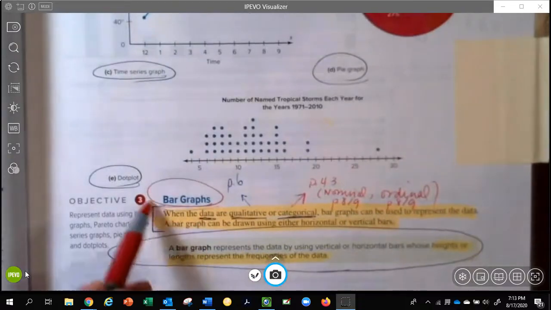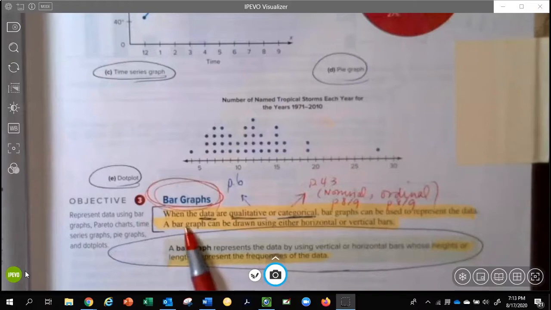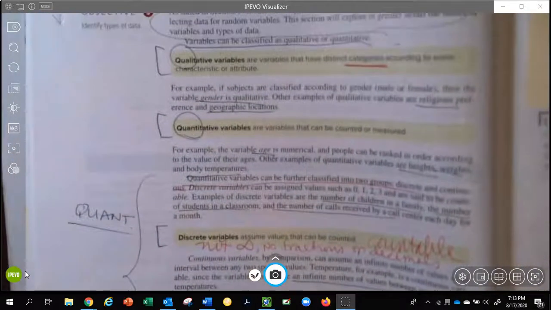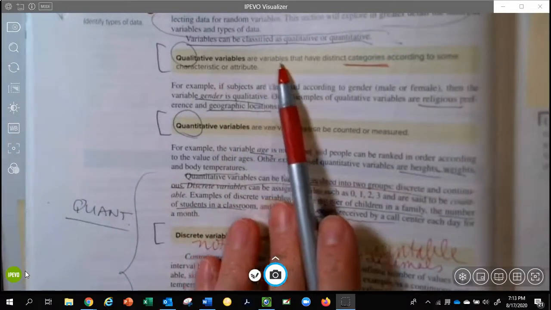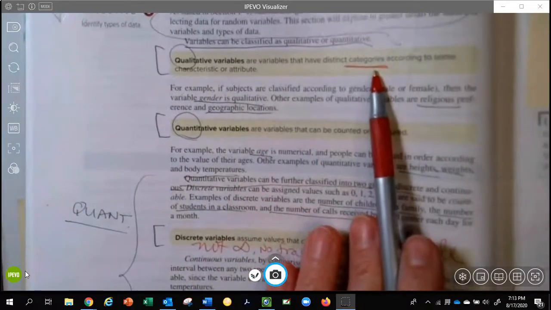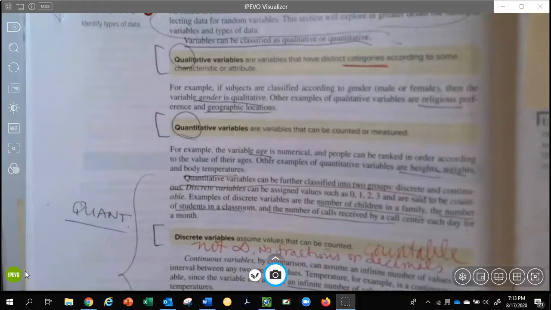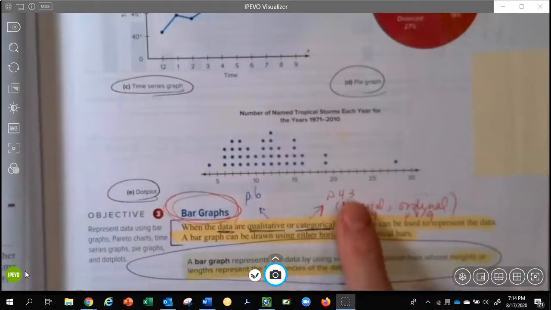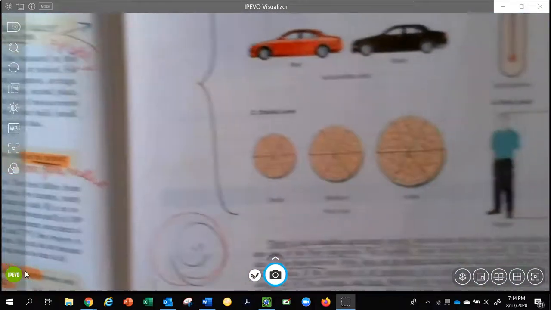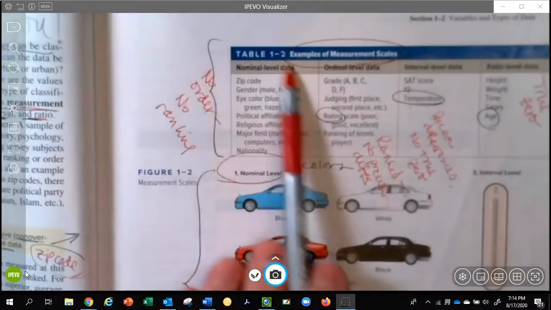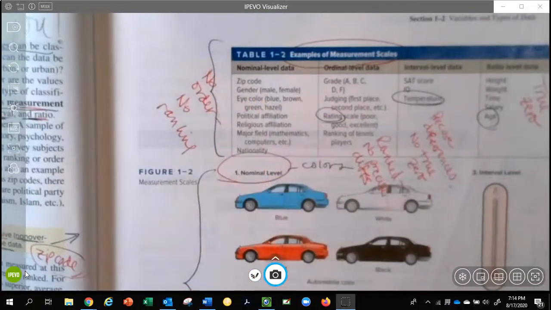Here we go. Let's first talk about bar graphs. When the data are qualitative or categorical. So qualitative. I'm going to run back to page 6. And when I run back to page 6, qualitative variables are variables that have distinct categories. I always just think of buckets. And it mentions here like male, female, but then it also mentions down here, or categorical, and it mentions nominal or ordinal. And so when I look here at nominal, it gives us different things like zip code. Like we all have a zip code, and that's going to put us in buckets.